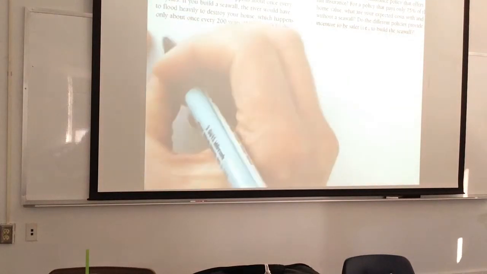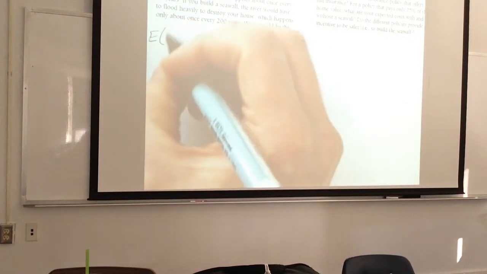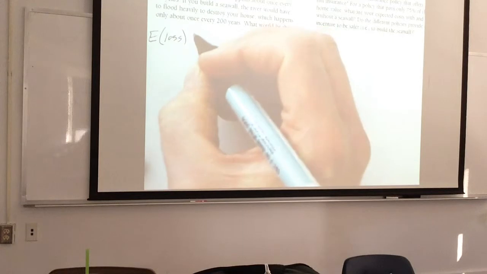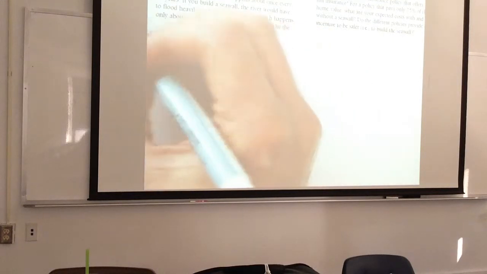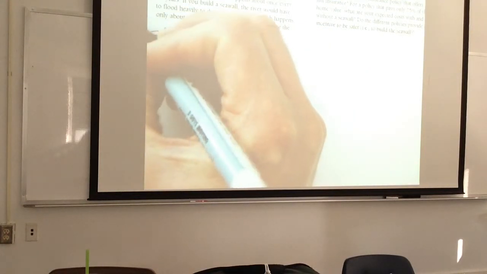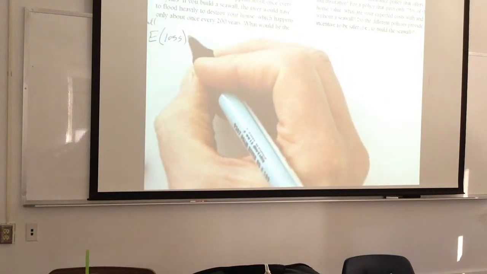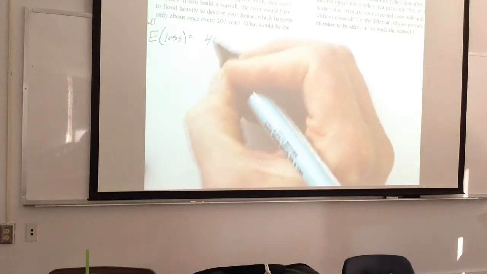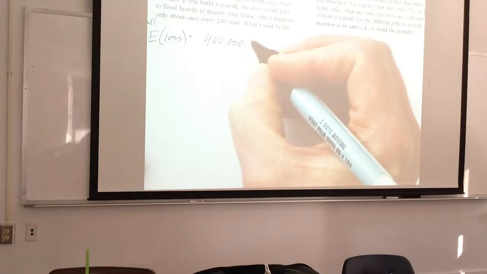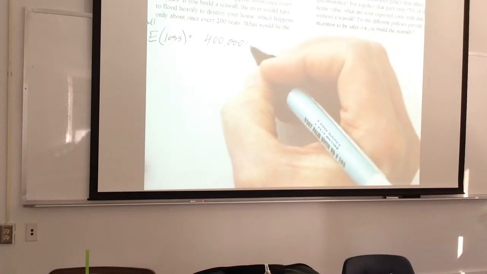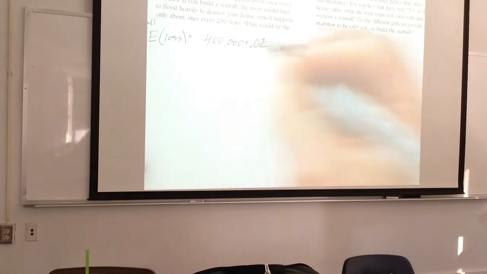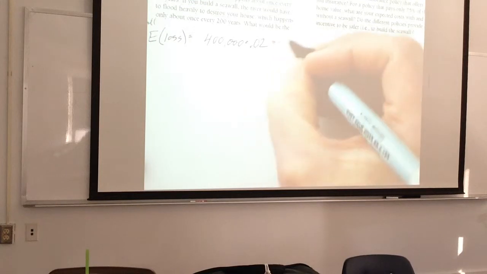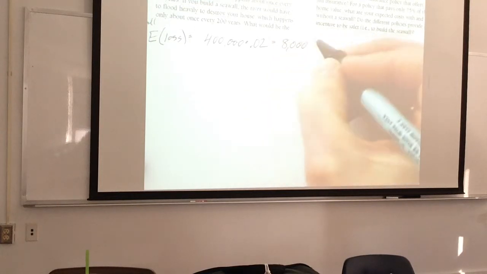Okay, so got the expected loss. This is without seawall. $100,000 loss with a 2% chance of a loss, 1 out of 50, equals the 8,000.